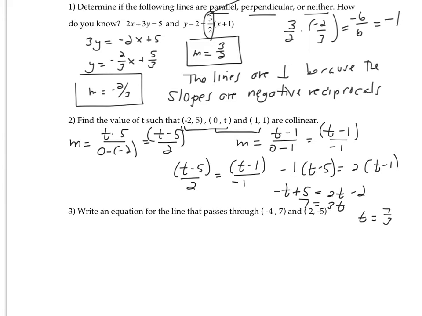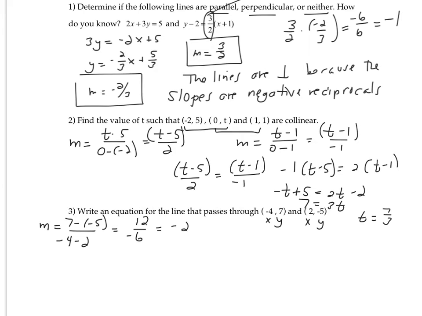And number 3, it says write an equation for the line that passes through the point negative 4, 7, and also through the point 2, negative 5. First thing we need to do is find the slope. So I can set it up as the change in y, or 7 minus that negative 5, which will become 12. Because it's 7 plus 5, and then divide it by negative 4 minus 2, which is negative 6. So that's nice. Our slope is negative 2.